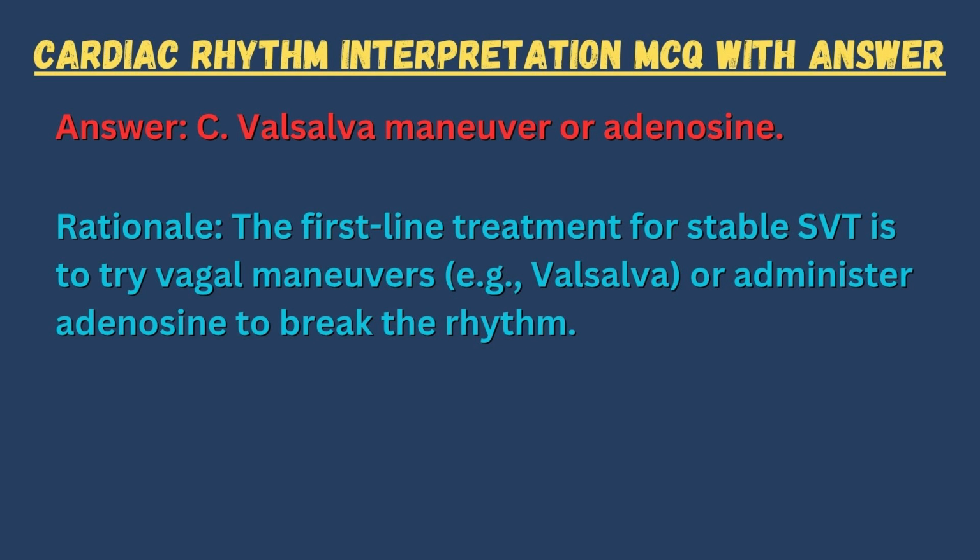Answer: C. Valsalva maneuver or adenosine. Rationale: the first-line treatment for stable SVT is to try vagal maneuvers, e.g. Valsalva, or administer adenosine to break the rhythm.